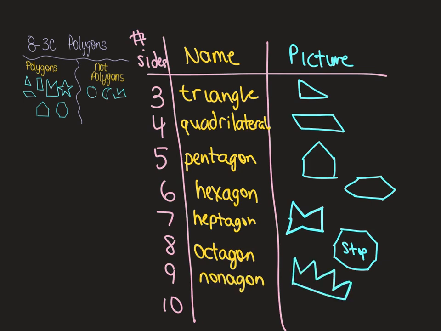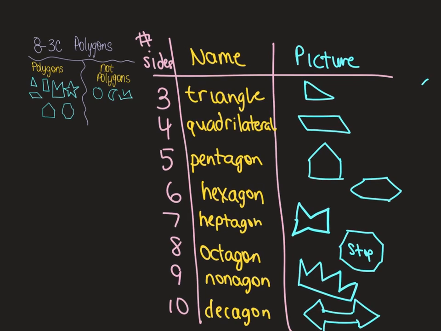9 sides is called a nonagon, and I drew a picture of, kind of looks like a crown. 10 sides is a decagon, and I just kind of got creative here and drew, looks like some arrows, but it does have 10 sides. So if we want to talk about them in general, we have the prefix poly. Poly means any sides, and then if we're talking about specific ones all the way up to 10, those are the common names for those.